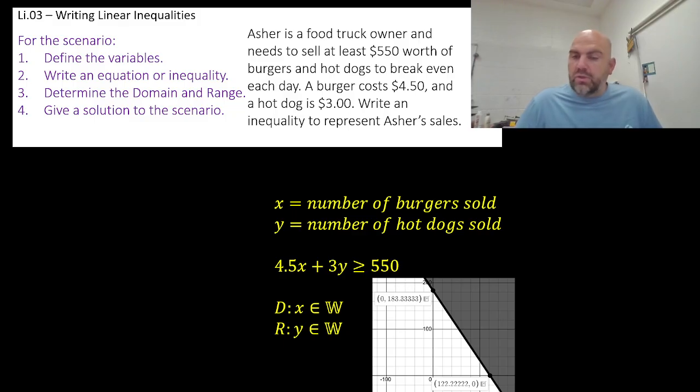Okay. Now you'll notice that our intercepts there are decimal numbers, and that's okay. We'd have to go up to get an actual solution, like 0,184. So he would have to sell 184 hot dogs to break even, or he'd have to sell 123 hamburgers to break even without selling any of the others. Again, it can be a combination of the two of them, and that would also give a solution as well.